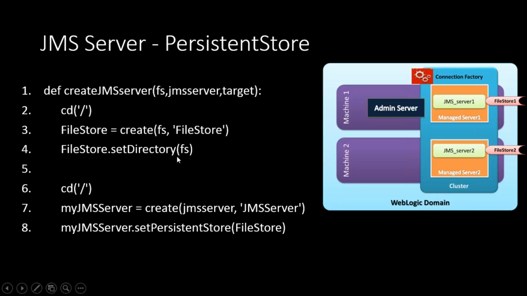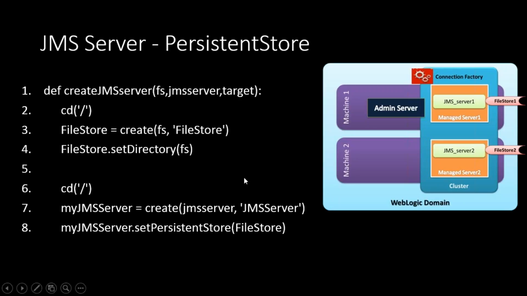Once you have created the file store, you can also set the directory structure. You can use the same name for creating the directory inside the managed server's folder. In the data folder, it is going to create the file store. Otherwise, you can also specify the complete path for where you want to store this file store. Once you have created the file store, you are good to go for the creation of the JMS server configuration. The JMS server is another MBean. This MBean we are going to create at the root level, and then you set the file store which you have already created.